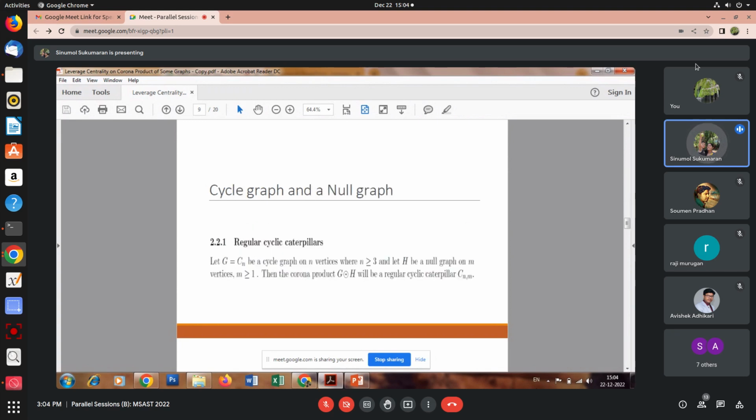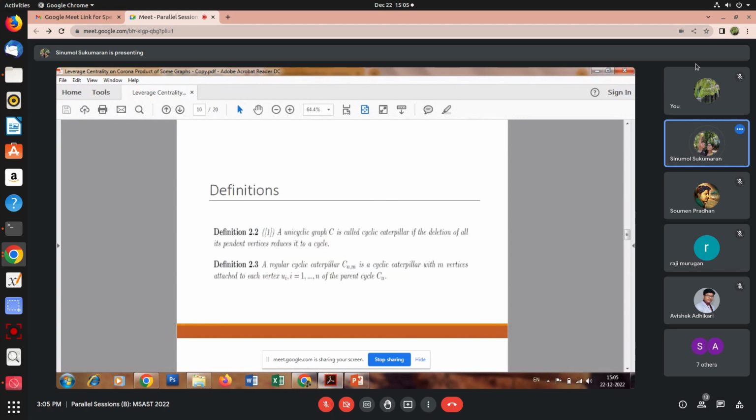Now, cycle graph and a null graph. That is, we move to the leverage centrality analysis of the corona product of a cycle graph and a null graph. First of all, the definition of a regular cyclic caterpillar. Let G equal Cn be a cycle graph on n vertices where n is greater than or equal to 3, and let H be a null graph on m vertices, m greater than or equal to 1. Then the corona product G composition H will be a regular cyclic caterpillar Cnm.